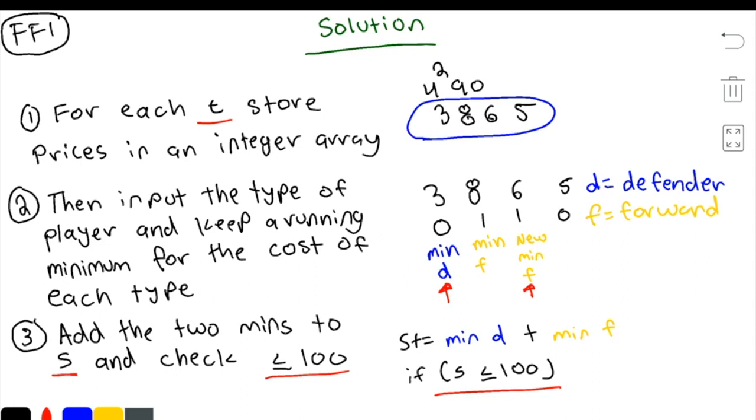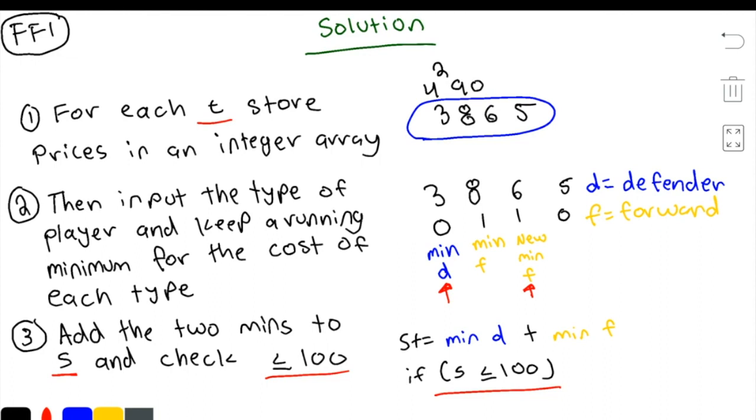So here in our example, we have two variables, D and F, for the minimums. We go to the 3, and we see that the type is 0 when we input it. So we know it is a defender, and it starts out as the minimum for the defenders. Then we move on to the 8. We see that it is a forward now, so we set it as the minimum for the forwards because there are no other numbers right now. Then we move on to the 6. This is a forward again, but the current minimum for forwards is 8 and this forward price is 6, so we want to change the minimum to 6. So 6 becomes the new minimum price for the forward.